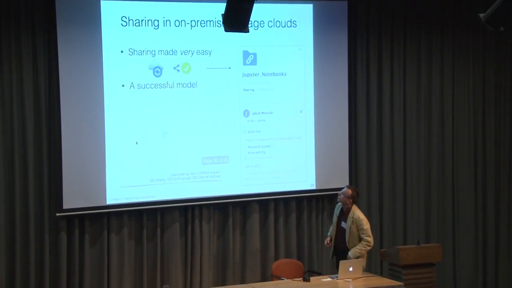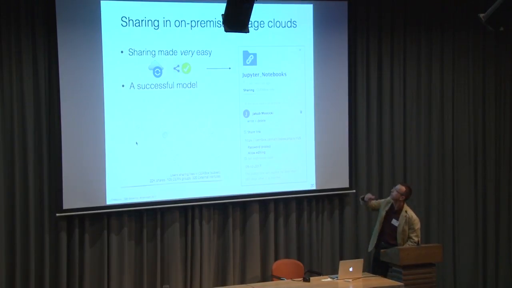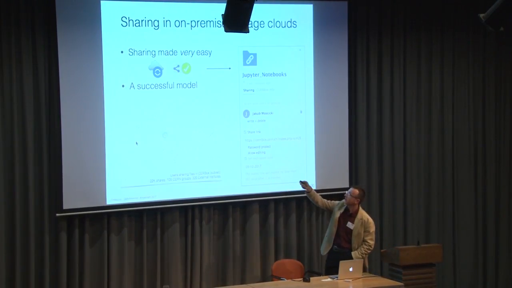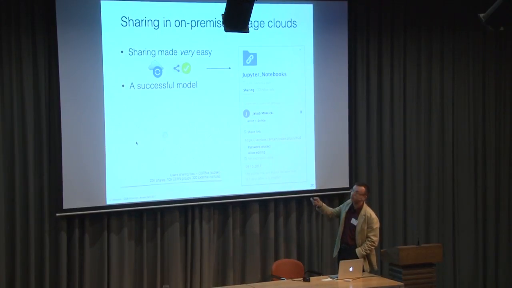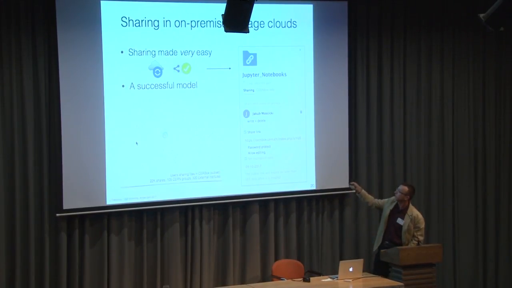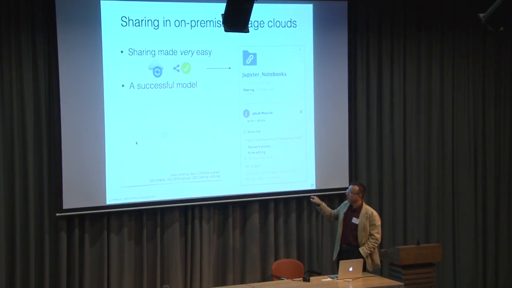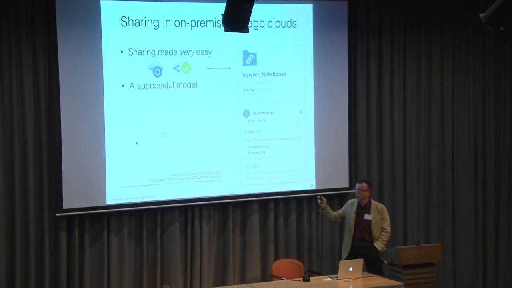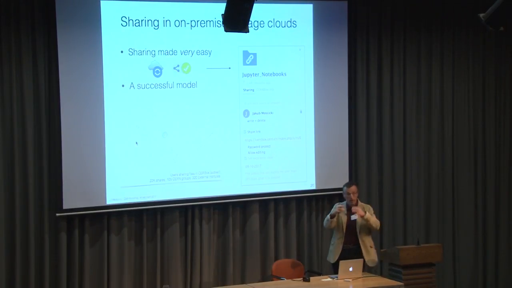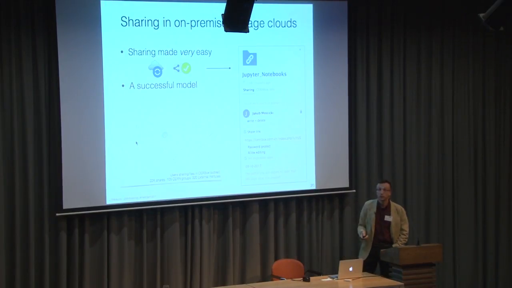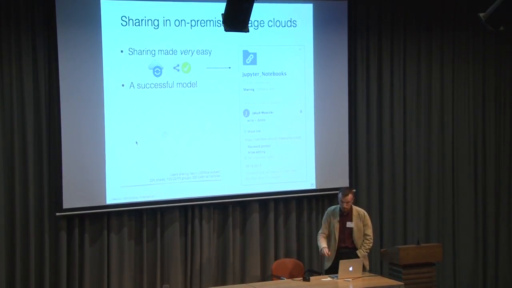So if we come to sharing, in the on-premise storage clouds, the basic idea is that sharing is made very easy, and it's quite a successful model, because users are presented with a fairly simple interface to share. And for the majority of users, not all, this is simple enough. It's a successful model because in Sandbox currently we have around 25,000 shares, and the last time we counted it was over 100 CERN groups sharing, and the stuff being shared to over 320 external institutes.